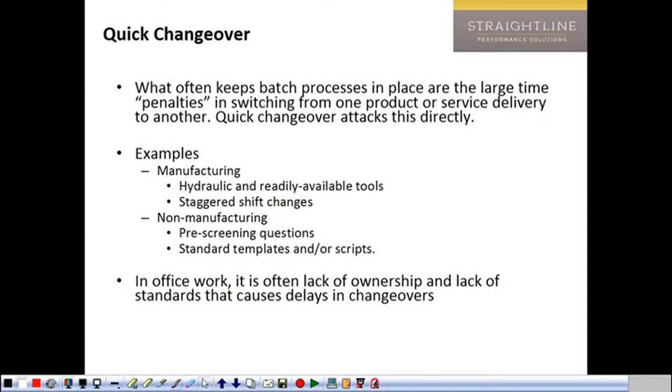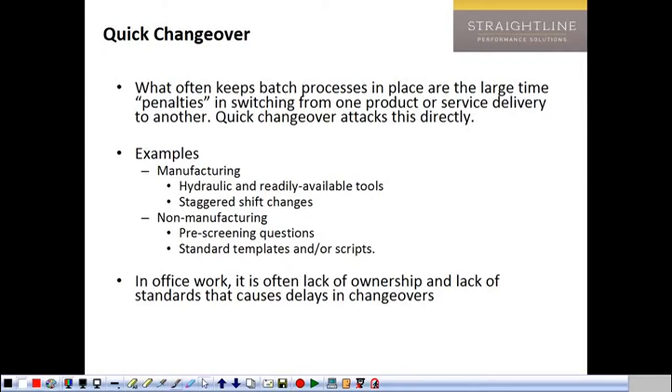Other things where staggered shifts can be helpful. Instead of leaving people hanging, maybe you have a 15-minute overlap of shifts for people to get prepared to go on, and so forth. In non-manufacturing, you can think about things like pre-screening questions so that people come on ready to go. The person who shows up, if the appointment really starts at 10 o'clock, they're there at 9:45 filling out their history or whatever.